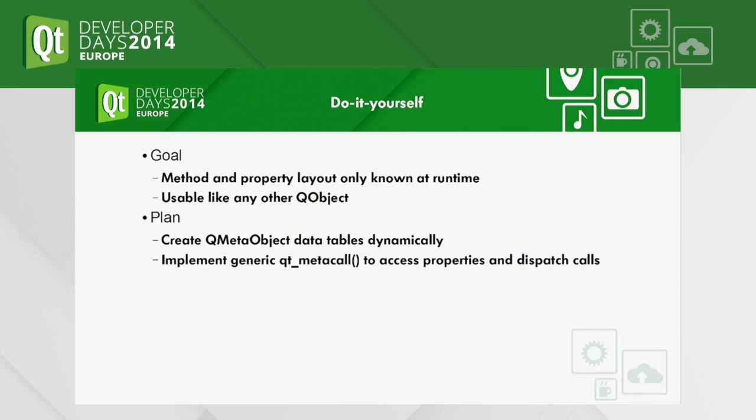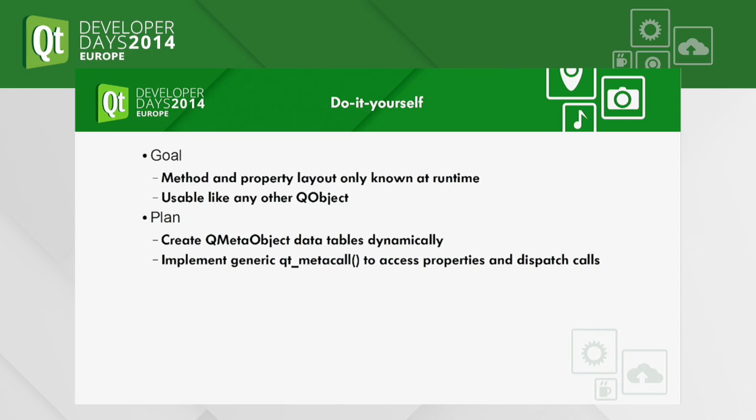So what we want to achieve is we want to have a QObject that behaves like a QObject. You can connect to methods and signals. You can interact with the properties. You can expose it to, say, QML, and it will behave exactly as if you had static properties in there. But we want to be able to, at runtime, say, these are the methods we want to have in there. These are the signals we want to have in there. These are the properties with this type and that notify signal and so on.